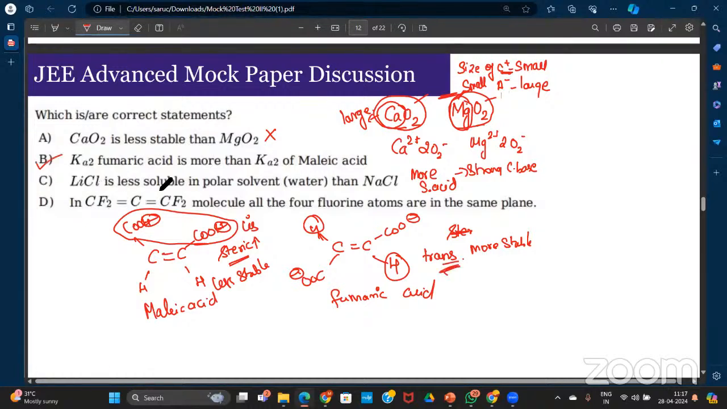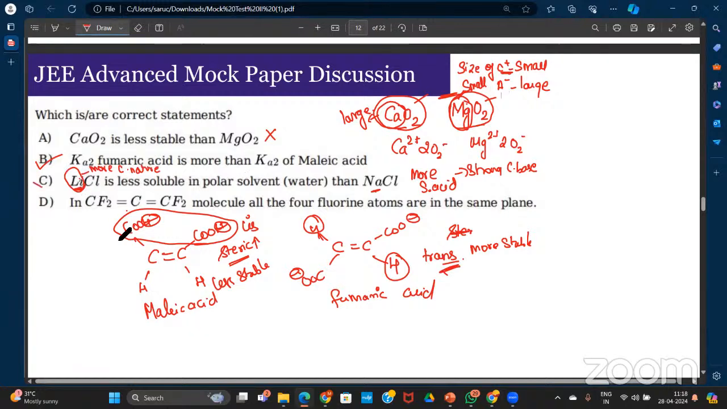Now, LiCl is less soluble in polar solvent than NaCl. Is it true or false? So now again, when you consider this one is more in size compared to this one, so it has more covalent nature. Okay, so therefore it is less soluble in polar solvent.